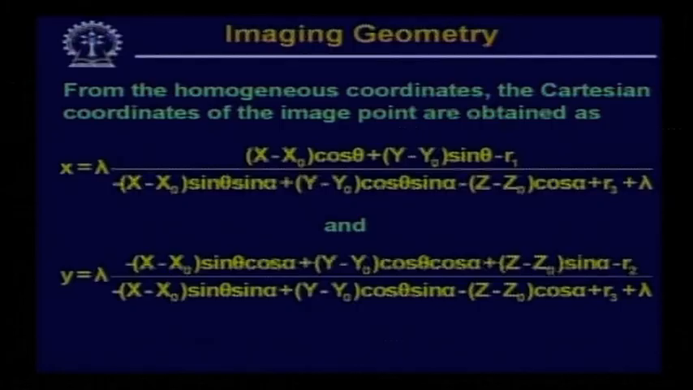And the image coordinate y is given by lambda times (x minus x naught sin theta cosine alpha plus y minus y naught cosine theta cosine alpha plus z naught sin alpha minus r 2) divided by (minus x naught sin theta sin alpha plus y naught cosine theta sin alpha minus z naught cosine alpha plus r 3 plus lambda).